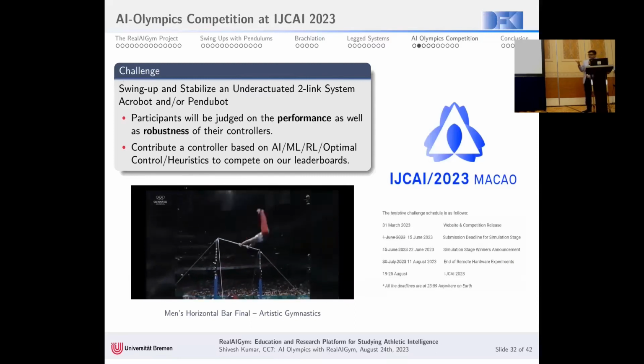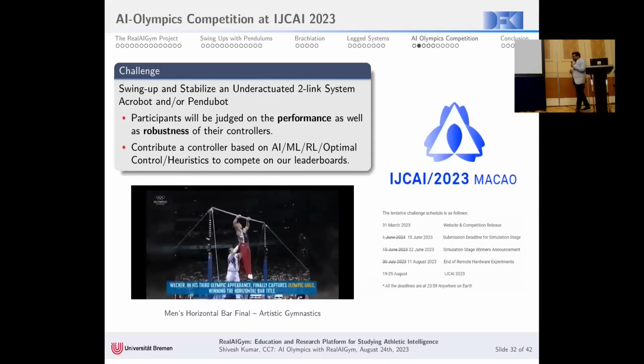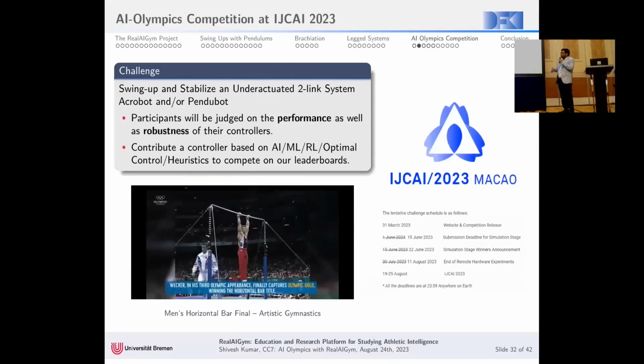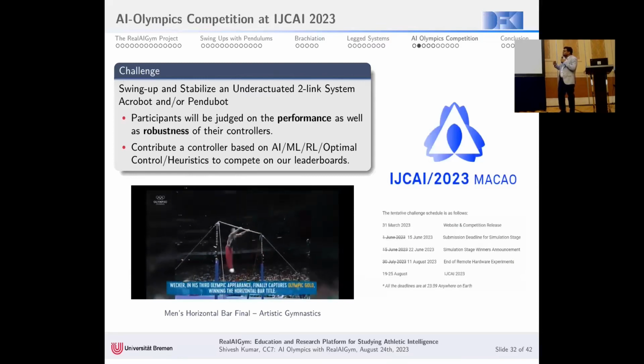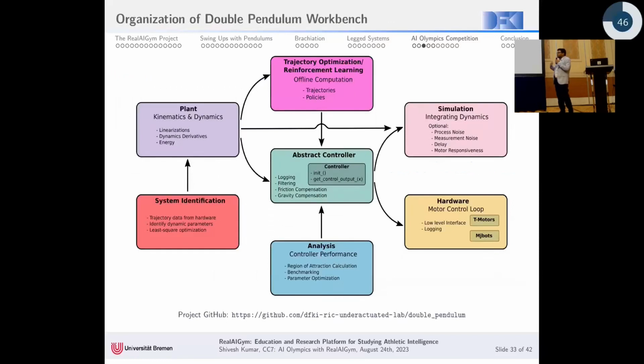What was provided to them was a software framework where we had a plant available, and an abstract controller class from which they can inherit their controller. We also provided the benchmarking class, modules for system identification, and the connection to the hardware motor control loop.